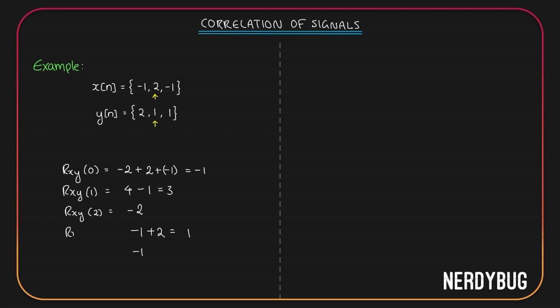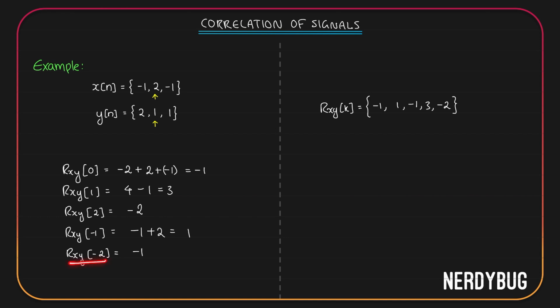So we'll call it Rxy[-1]. Similarly, the last one will become Rxy[-2]. Since we are dealing with discrete time signals, let us use square brackets. Putting all of them together, we can write Rxy[k] is -1, 1, -1, 3, and -2. Why did I write it in this particular order?